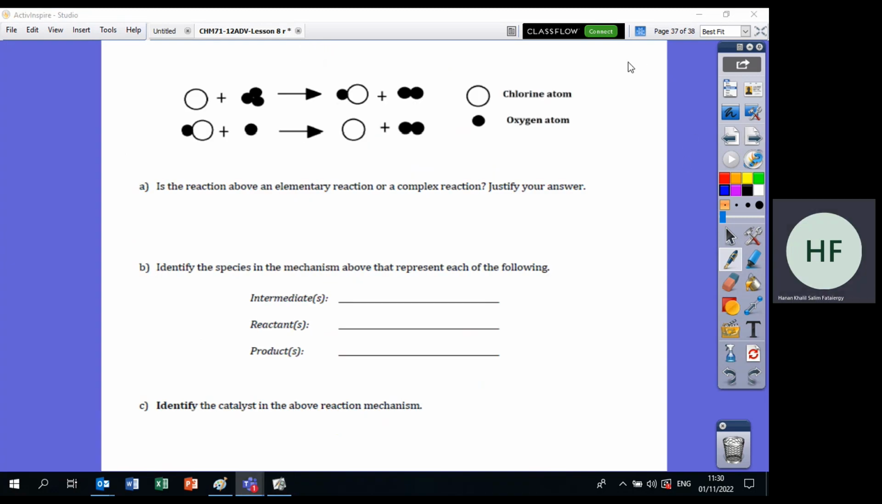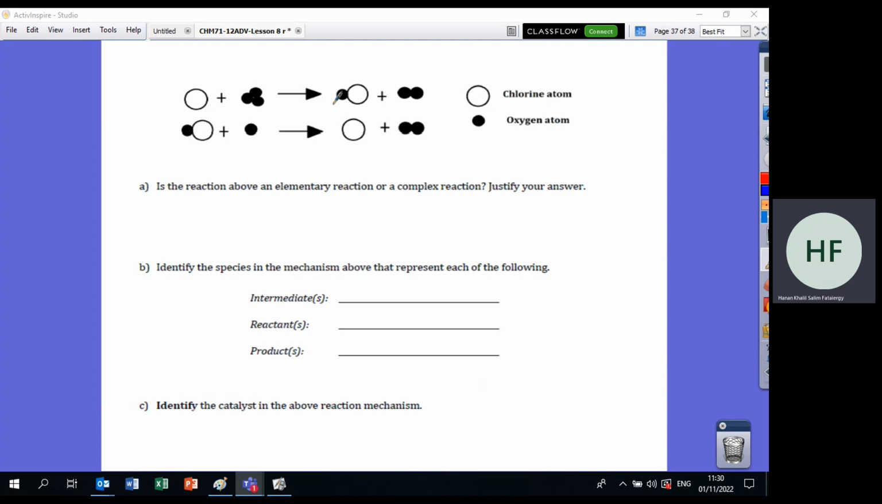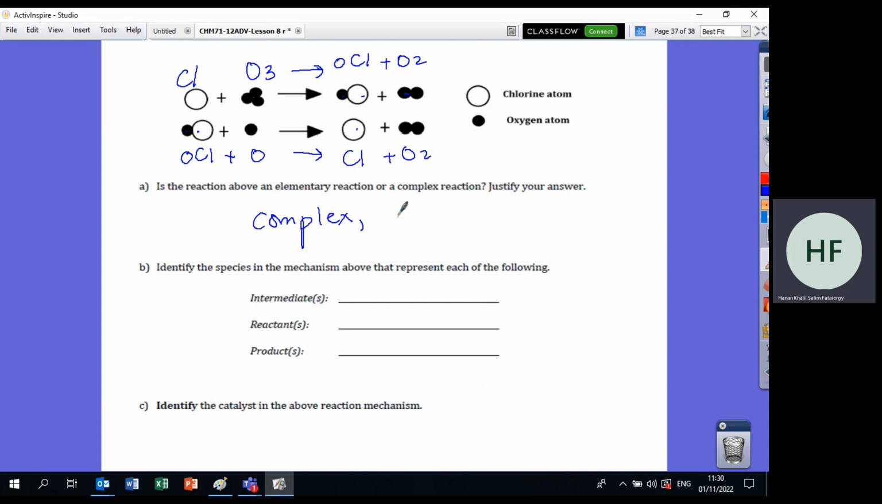Okay, now let's look here at this question. We have this reaction taking place in 2 steps. Now this one is Cl. This one is oxygen, so this is O3. This is giving you oxygen and Cl, OCl, plus oxygen and oxygen. This is O2. Here, this is OCl, and this is O, and this is Cl, and this is O2. Now, is it elementary or complex? Of course complex. Why? Because it's made of 2 steps.